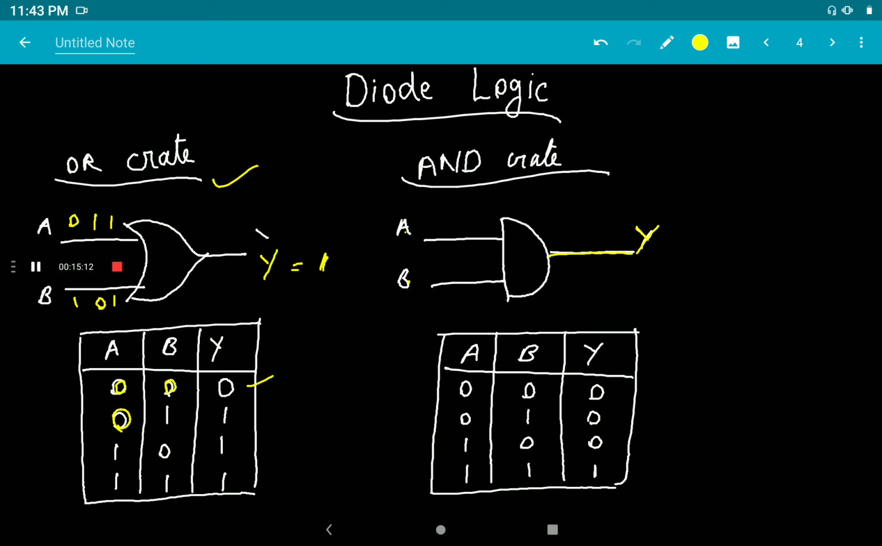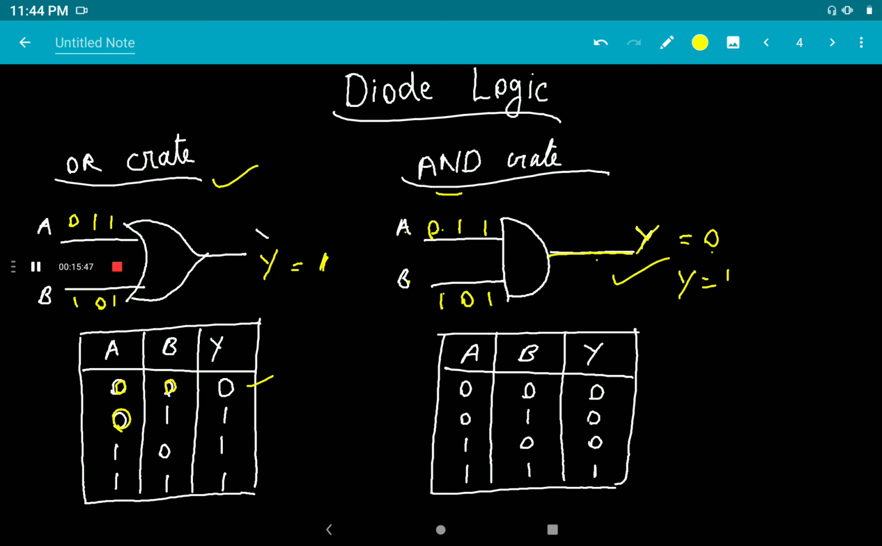And the output of the AND gate. The AND gate symbol is like this. If both the inputs are 0, the output is also 0. If one input is 0 and the other input is 1, then also the output is equal to 0. If we give it the other way, then also the output is equal to 0. Only if both the inputs are 1, the output is equal to 1. So these are the characteristics of an AND gate.